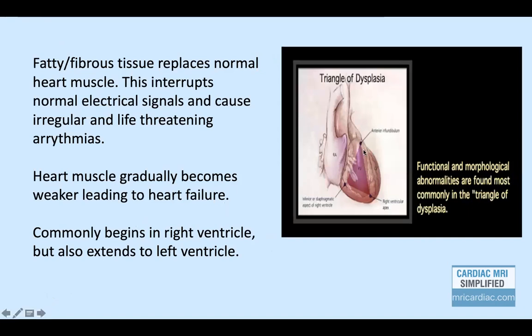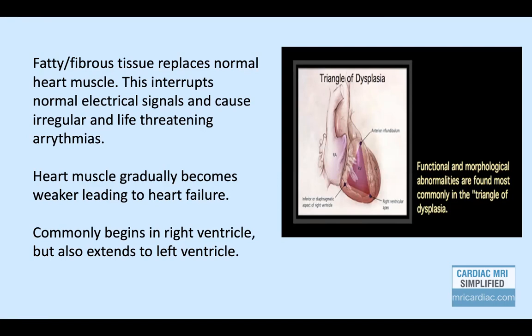So basically, this is the triangle of dysplasia, one of the earliest sites where the ARVC foci can be seen, and functional and morphologic abnormalities are most commonly found in this triangle of dysplasia. What happens over here is that the fatty and fibrous tissue replaces the normal heart muscles. Because of this, there is interruption of normal electrical signals, which causes irregular and life-threatening arrhythmias. Heart muscle gradually becomes weak and finally leads to heart failure.